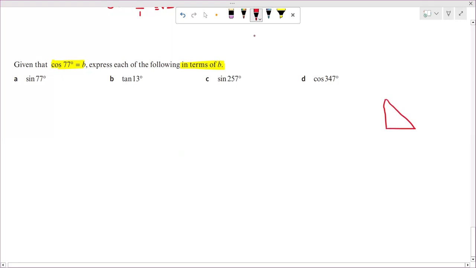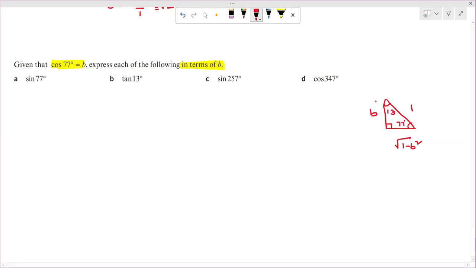The cosine formula: this is adjacent by hypotenuse. This angle is 77 degrees if I am considering, and this is 90 degrees. So this is b by 1. The opposite side will be root of 1 minus b square by using the Pythagoras theorem. Then the other angle, 90 minus 77, is 13 degrees. So 13 degrees over here.